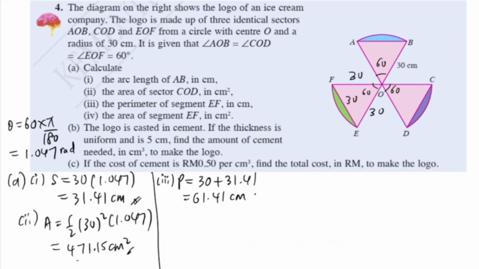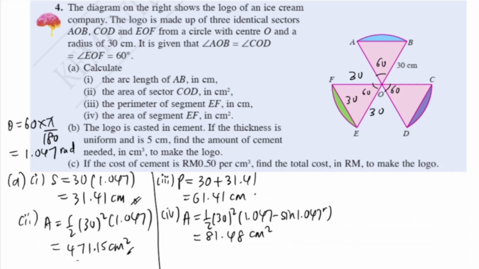All right. Next, I want to find the area of segment EF. I like to use half r squared, theta minus sin theta, because I think it's faster. But you can choose half times base times height. Let me show you my method. Half r squared, my r is 30 squared, theta is 1.047 minus sine 1.047. This formula for area of segment is the fastest to calculate, and my answer is 81.48.